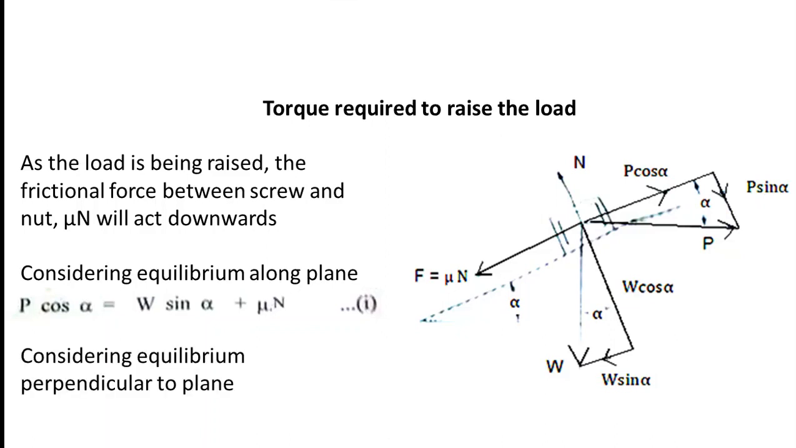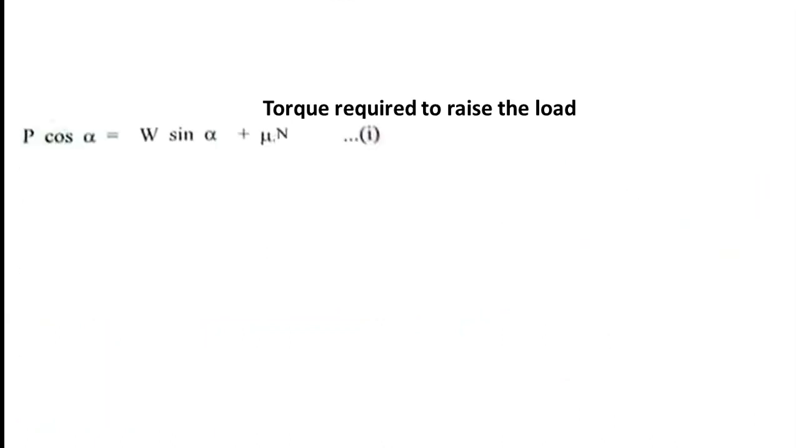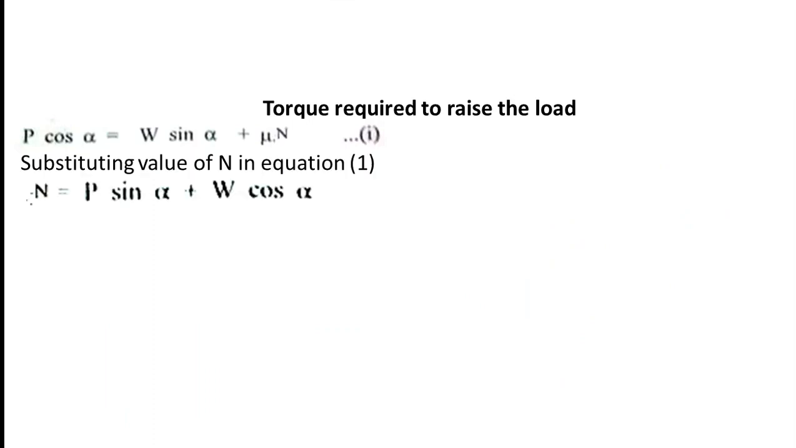Next, considering equilibrium perpendicular to the plane. You can see only one force N is in the upward direction. So N is equal to, the other forces I'll keep on the other side of equal to, that is P sin alpha, downward direction, and W cos alpha, that is also in the downward direction. Now P cos alpha is W sin alpha plus mu N, but from equation 1, N is P sin alpha plus W cos alpha.